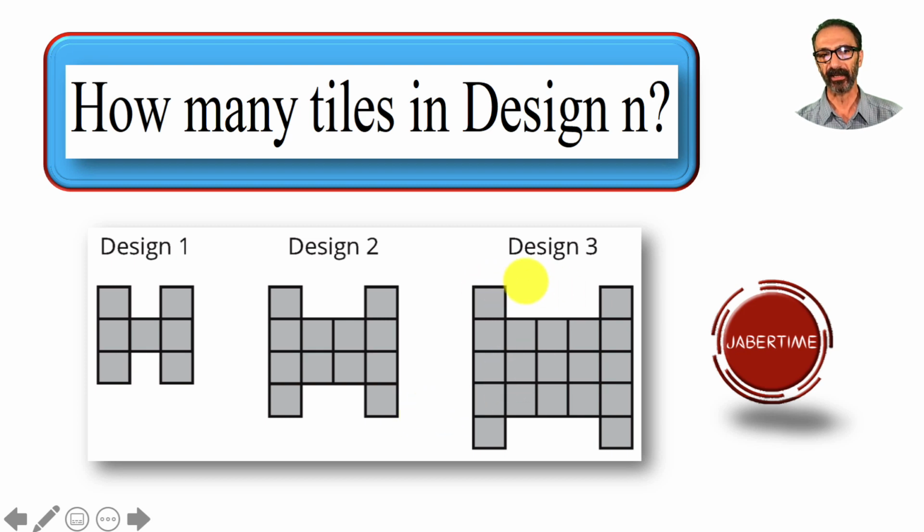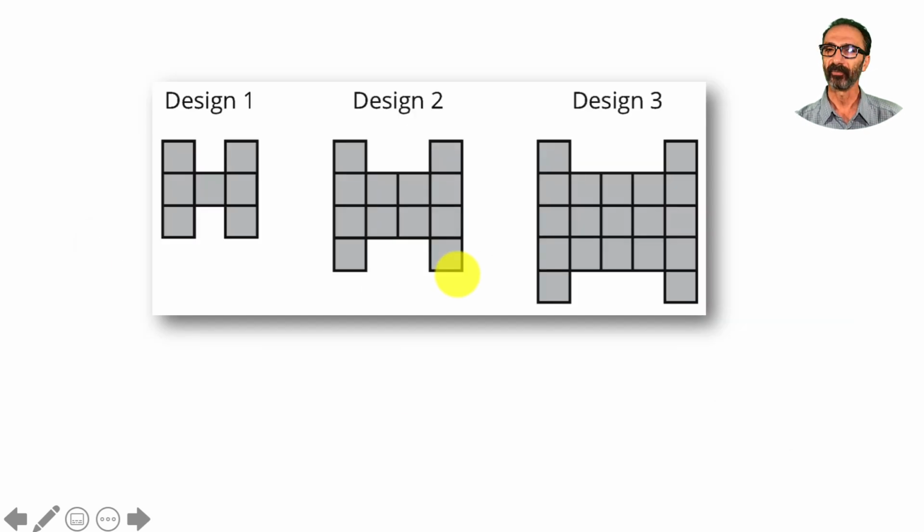Because the question is later on, what about design 17? What about design 75? Well, you don't want to graph design 17 or design 75 and start counting by pencil one by one. And this is what we have here: design, our patterns, math, formulas, and let's get into it. So if you count them one by one, you get 7 here, 12 here, and 19 here. But let me show you another way to count instead of counting one by one.